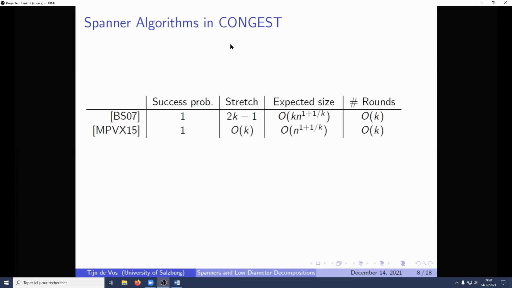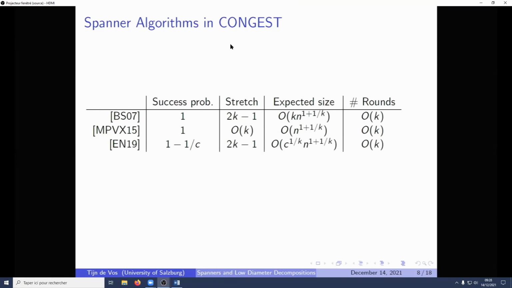Miller, Peng, Flado, and Xu showed that you can improve on this, but the stretch is not optimal anymore. So you get a sort of optimal size, but the stretch is off by a constant factor. I think it's something like 4k, if I'm not mistaken. The number of rounds remains the same.